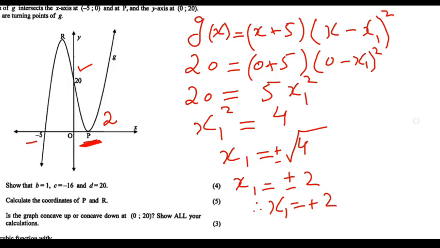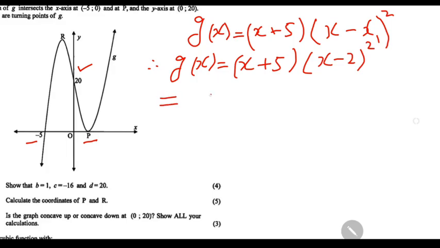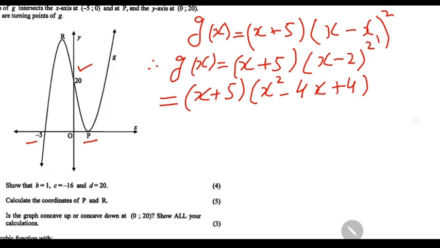So now I need to put the x1 value back in here, and then I will solve further. g of x is equal to x plus 5, and we got x1 now, positive 2, so we say x minus 2 squared. Now we need to expand this one. So x plus 5 from here is very easy. I'm going to open up the perfect square formula: x square minus 4x plus 4. I'm going to solve further now.